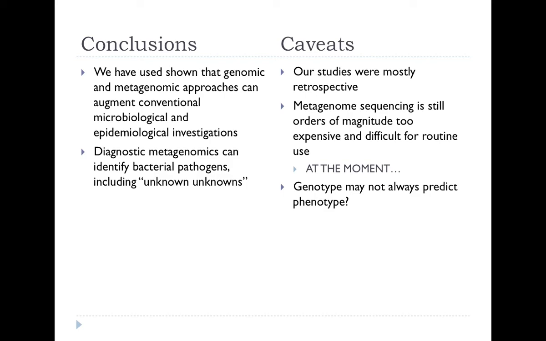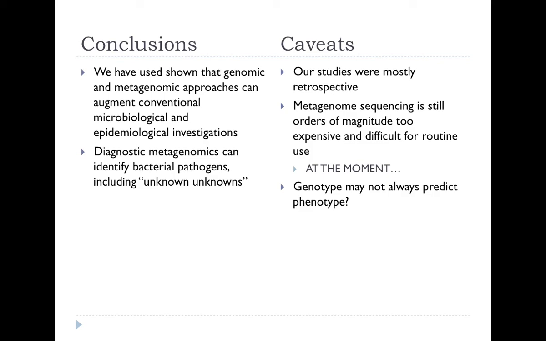There are some caveats. Our studies have been looking backwards. We've not had something come into the lab in the morning and say, right, we're going to turn this around and give you a diagnosis as quickly as possible. It's too hard at the moment and too expensive. But as we saw in the previous talk, with genome sequencing, you might say, oh, that's never going to catch on as a routine method. It has, just in the last few weeks, become routine for tuberculosis.